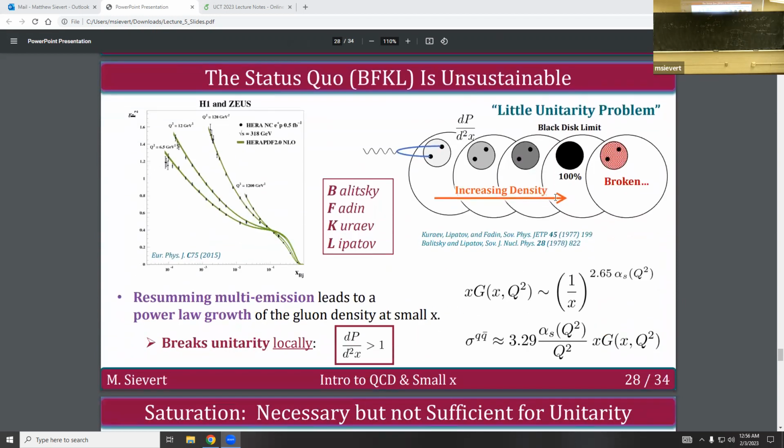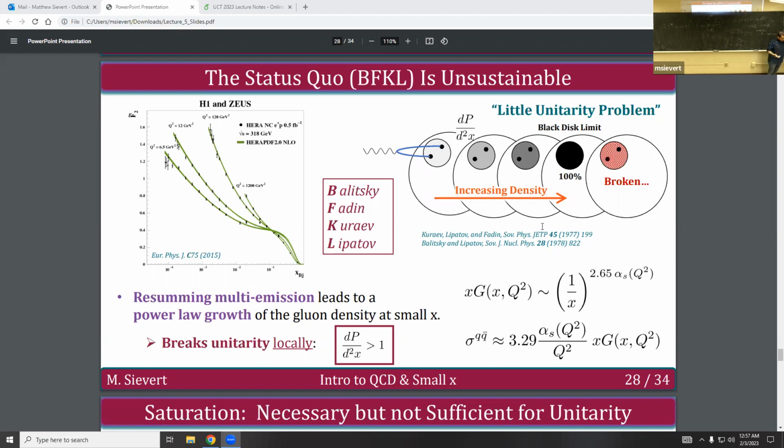So I want to close with a message of perspective. Why is saturation essential and what does it solve and what does it not solve? Saturation is inherently related with this question of unitarity. If we do not have saturation, then we do not have a unitary theory of nature. And that's an enormous problem. That is a fundamental problem.